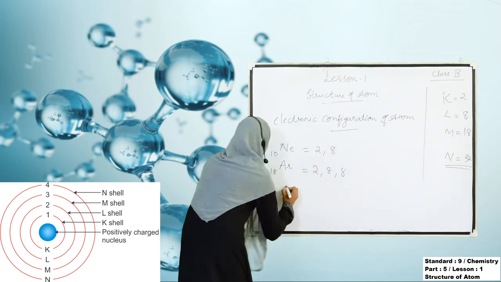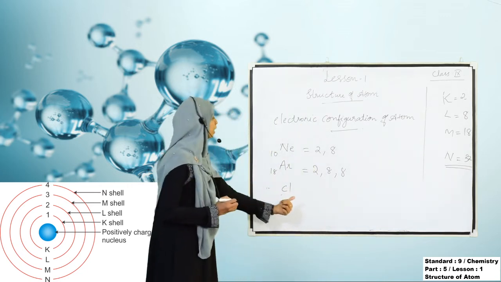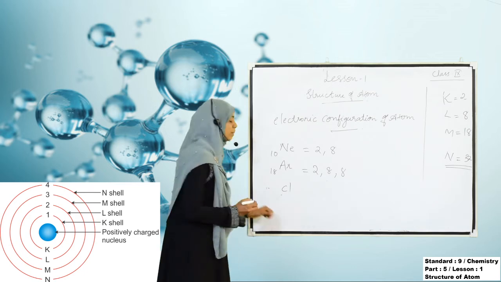There is another example, chlorine. The symbol of chlorine is Cl and the atomic number is 17.